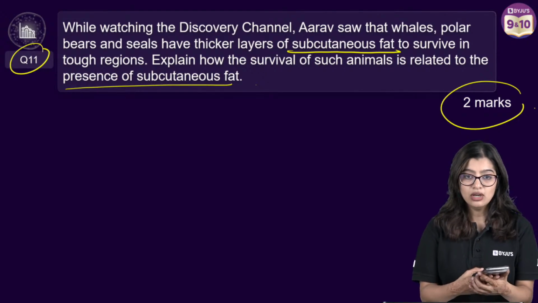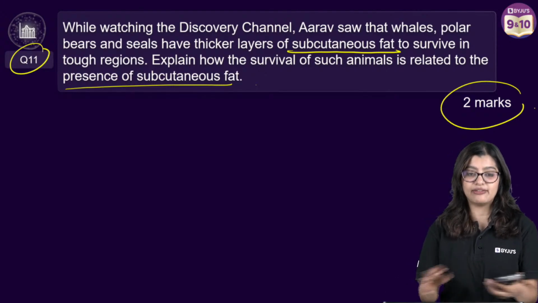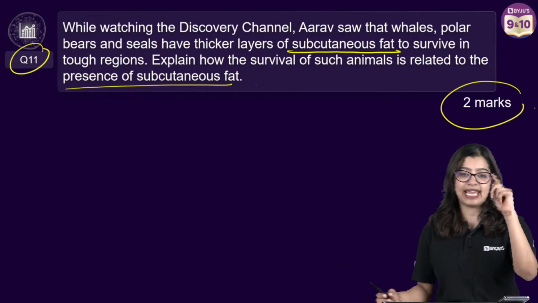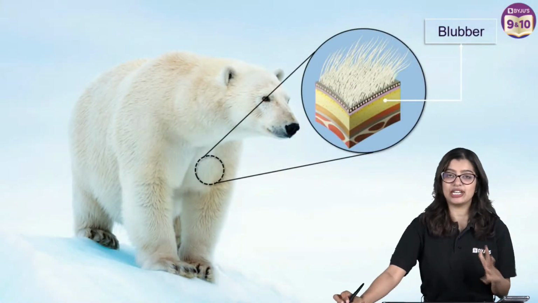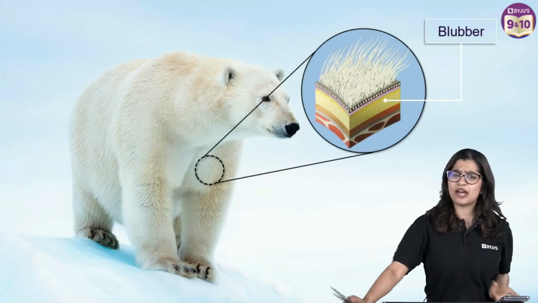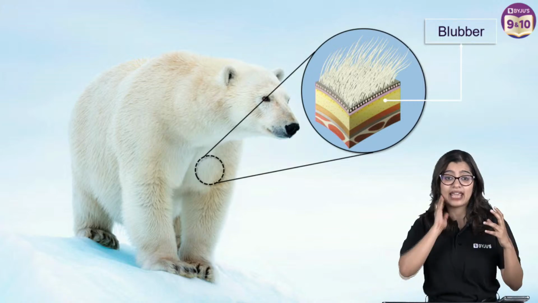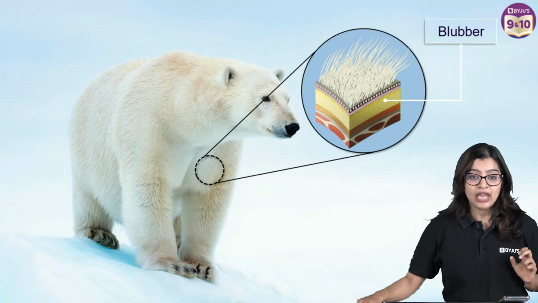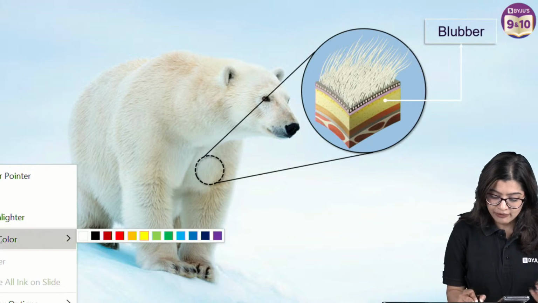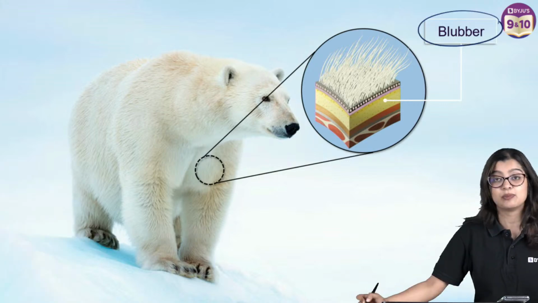What is the answer? There are 2 keywords that you need to give me here. Exactly. So subcutaneous fat that is there, right? Especially in animals like polar bears or animals that we find in extreme cold conditions, what do we see? They have a thick layer. And what do we call this thick layer? We call this particular thick layer blubber.